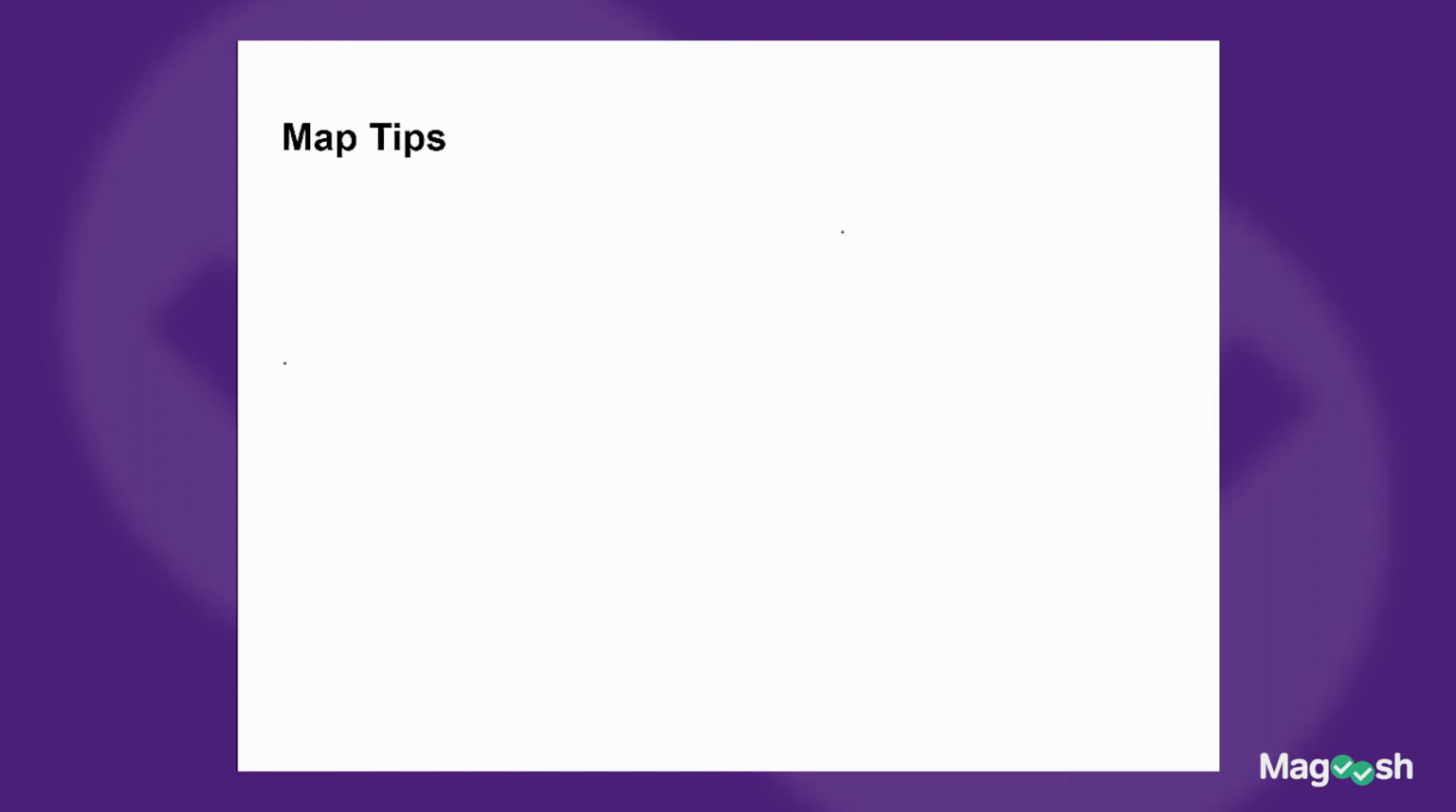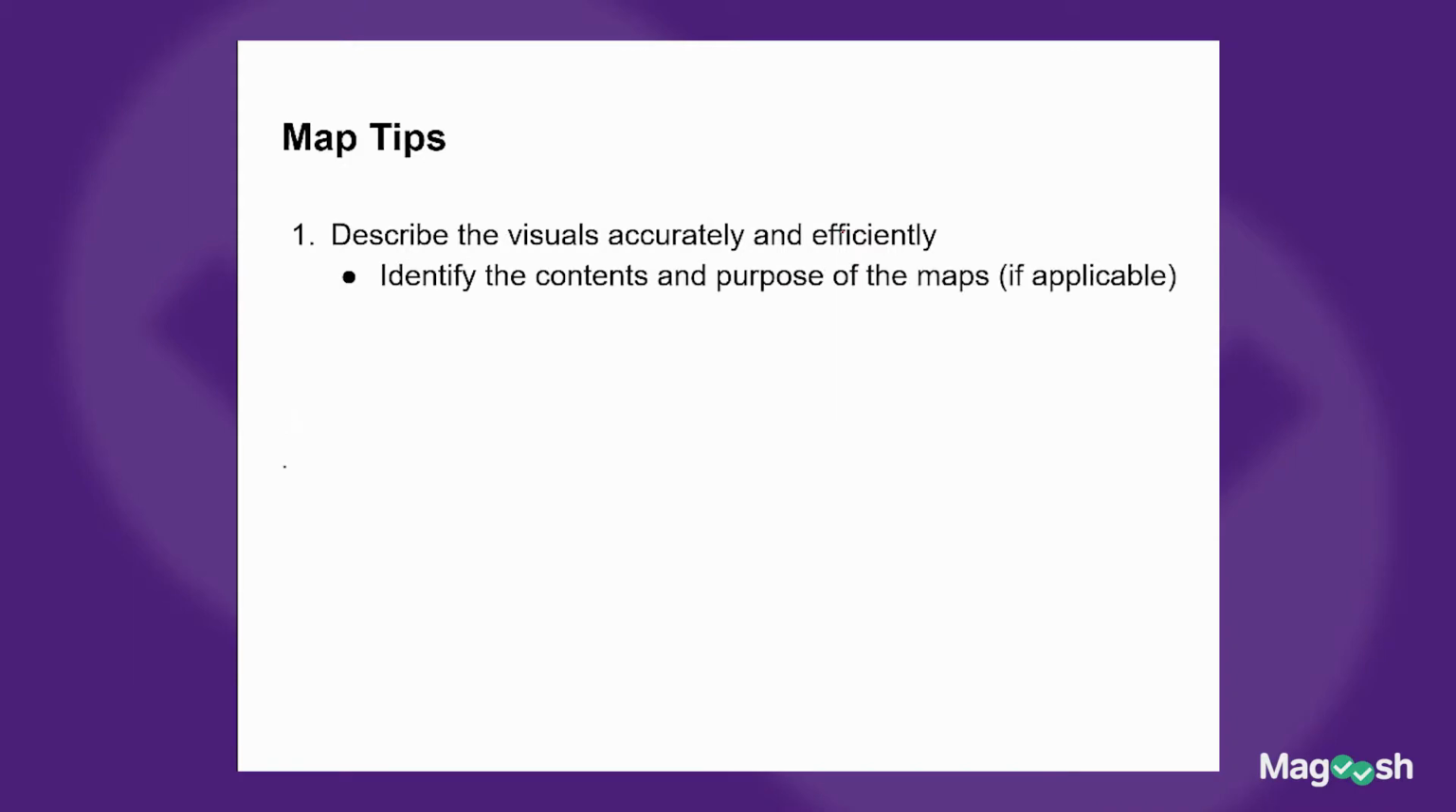Now first, as with all Task 1 prompts, your most important job is to describe the visuals accurately and efficiently. Remember, for Task 1 responses, you're never supposed to provide your own perspective or analysis. You're simply supposed to report on what you see. So for prompts focusing on maps, this means that you should start by identifying the contents of the maps and determining the purpose of the map comparison. Maps usually demonstrate some kind of change. You're supposed to identify how a place changed from a point in the past to a later point.